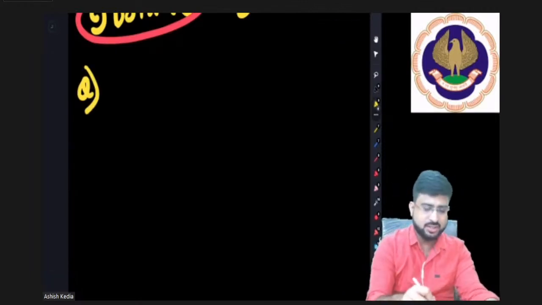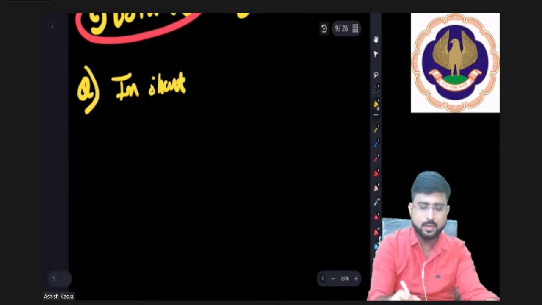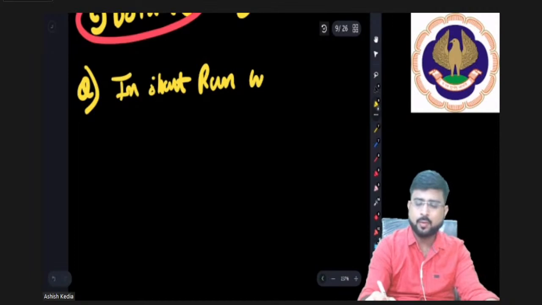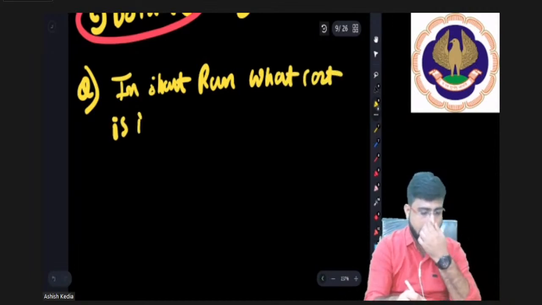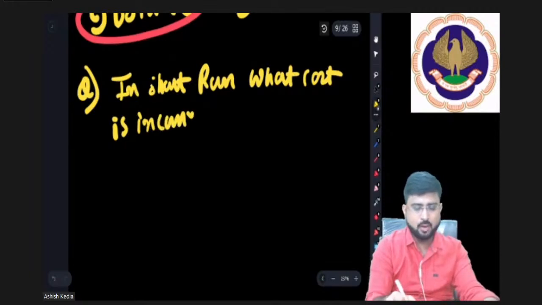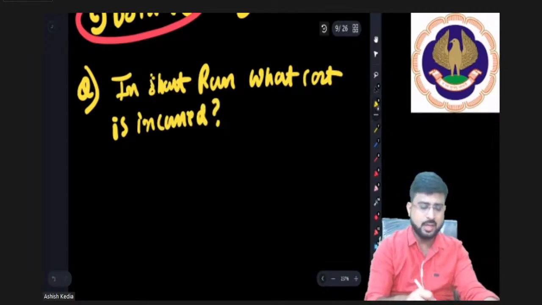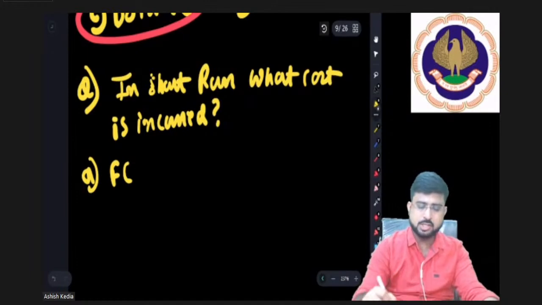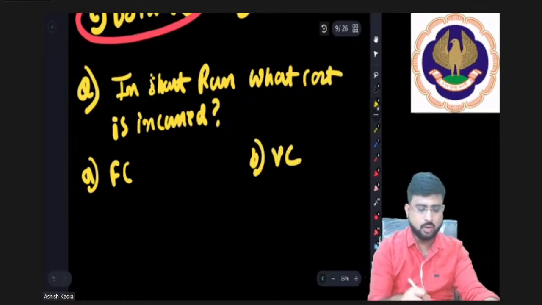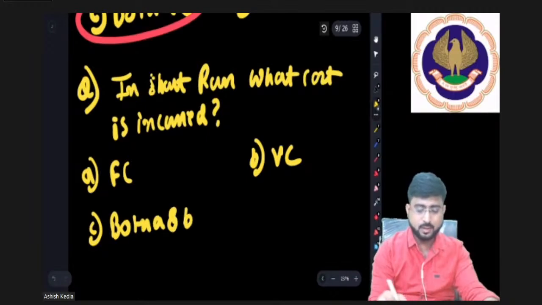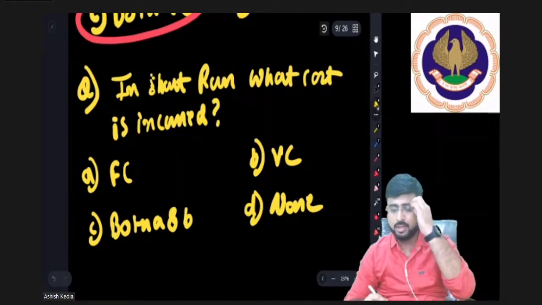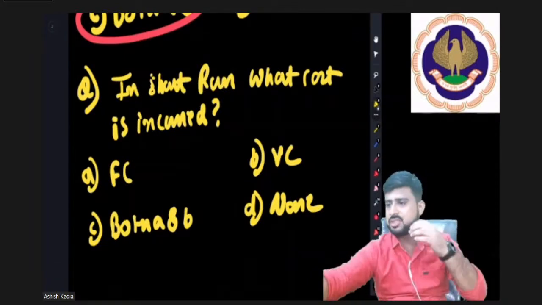The costs in short run: what cost is incurred in the short run? A, fixed cost. B, variable cost. C, both A and B. D, none. Come on everybody. Tell me which is the one.